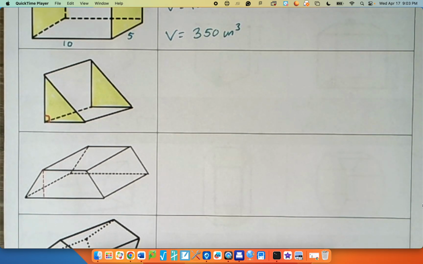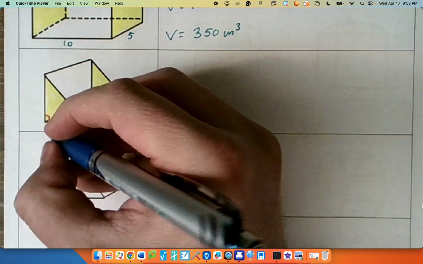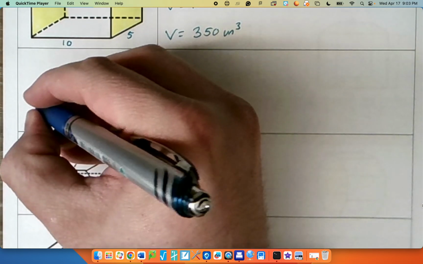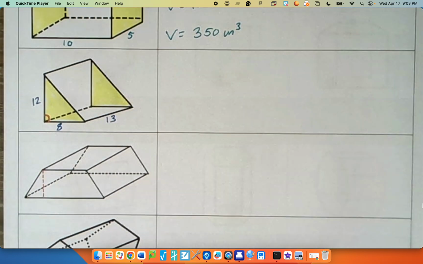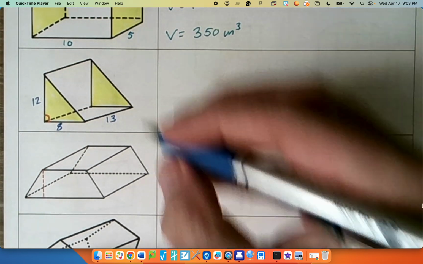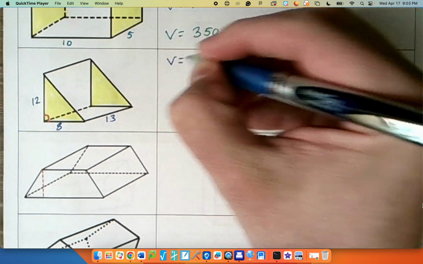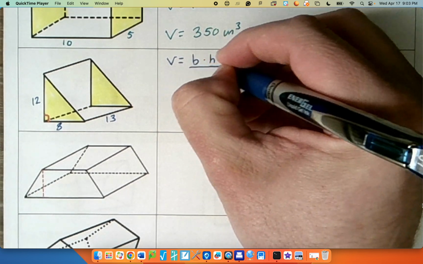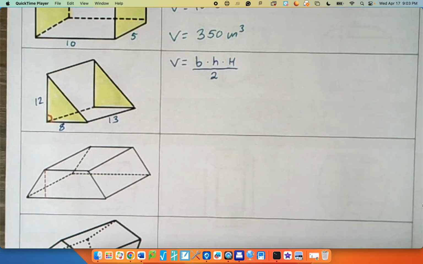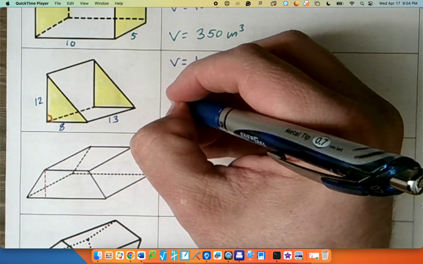We know it's a triangular prism. We got those opposite identical triangles. This number is going to be 8. This number is going to be 12. This number is going to be 13. So just like finding area, our right angle symbol is very, very important.